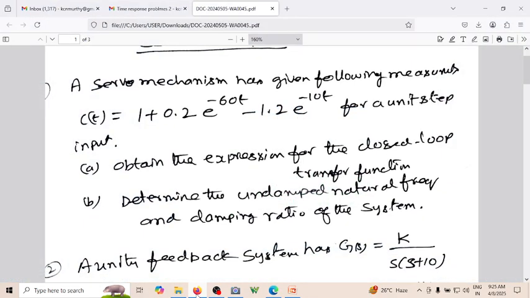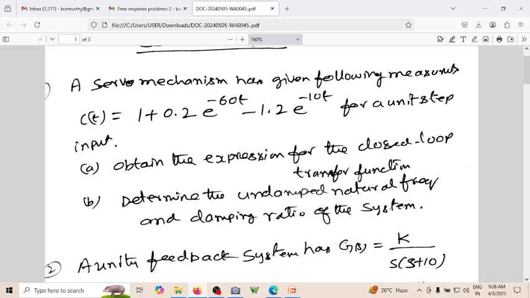Now let us consider this particular problem. There's a servo motor, and its time response is given by c(t) = 1 + 0.2e^(-60t) - 1.2e^(-10t). So this is the time response of a particular servo mechanism for a step input. We are asked to obtain the expression for the closed loop transfer function.